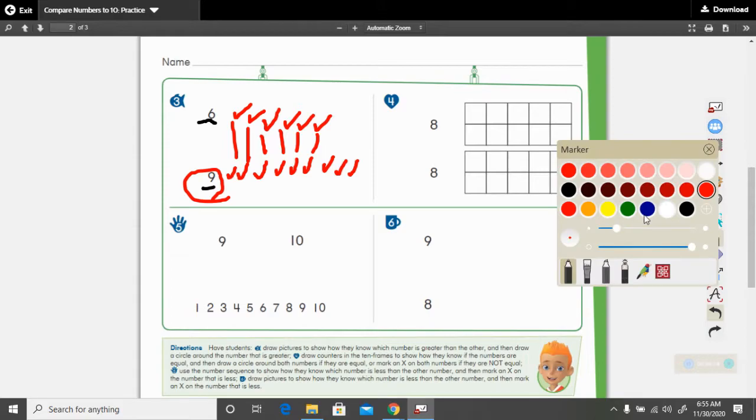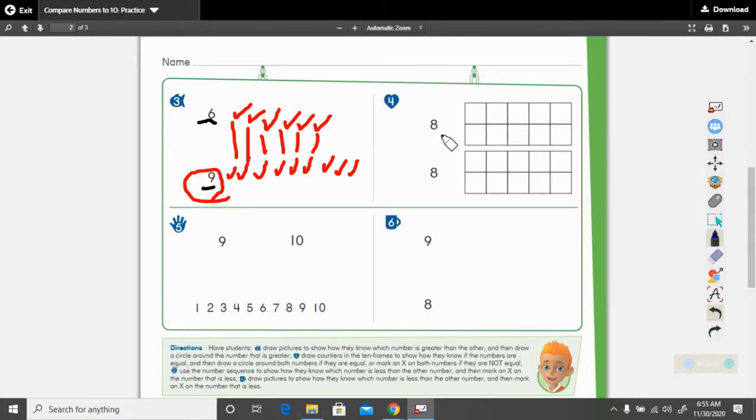Let's look at number 4 over here. What number is this? It's an 8. Go ahead and draw 8 counters. 1, 2, 3, 4, 5, 6, 7, 8. We drew 8 counters in our first 10 frame. What number is this? It is 8 too.